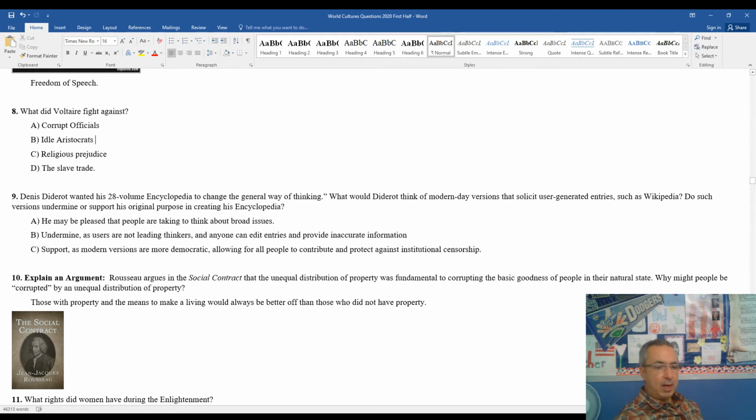You might support it as modern versions are more democratic, allowing for many, many people to contribute all at one point in time. So depending upon the perspective that you come from, you might either be in favor of or against an edited version of an encyclopedia.